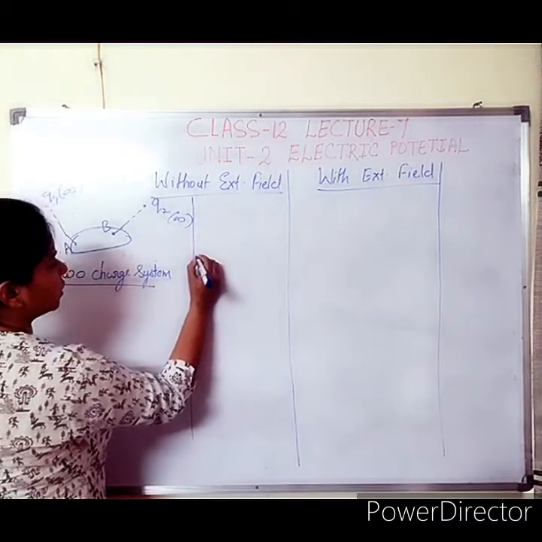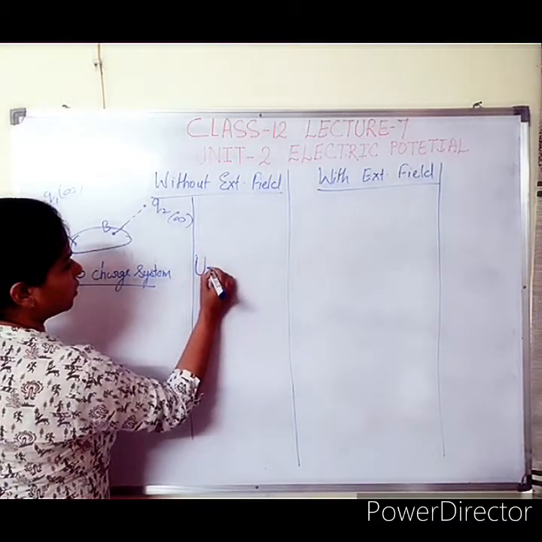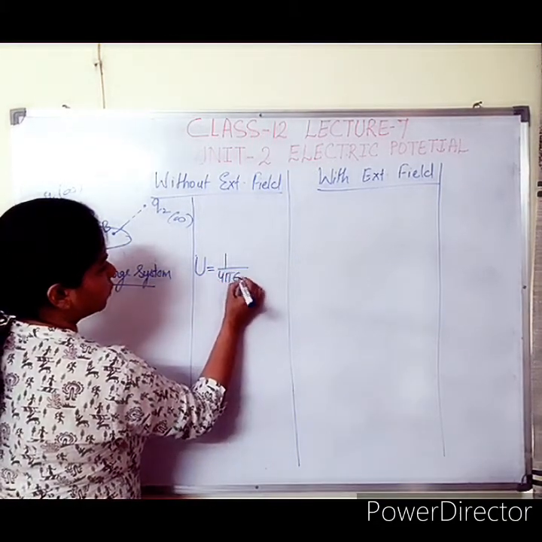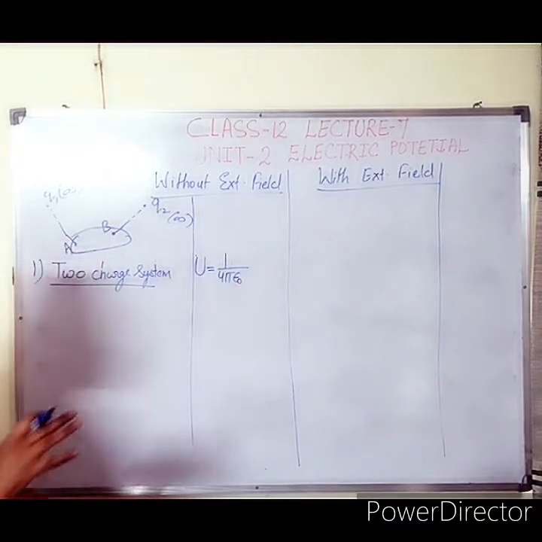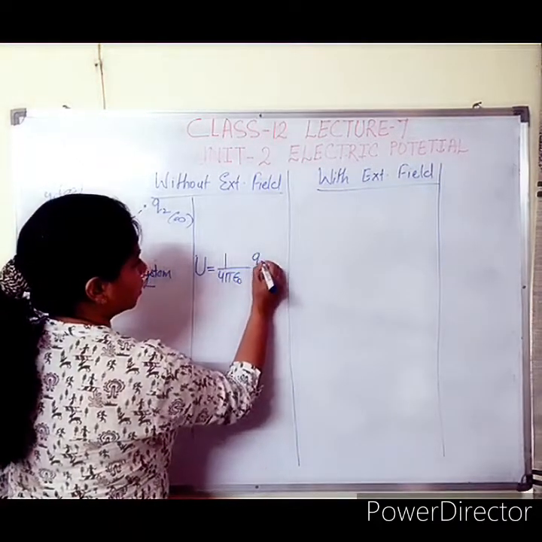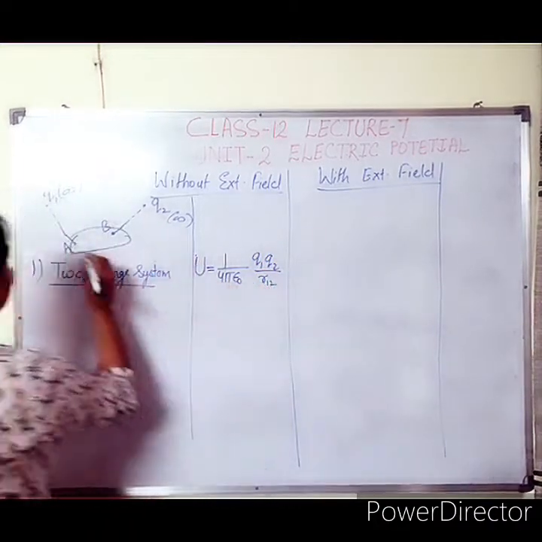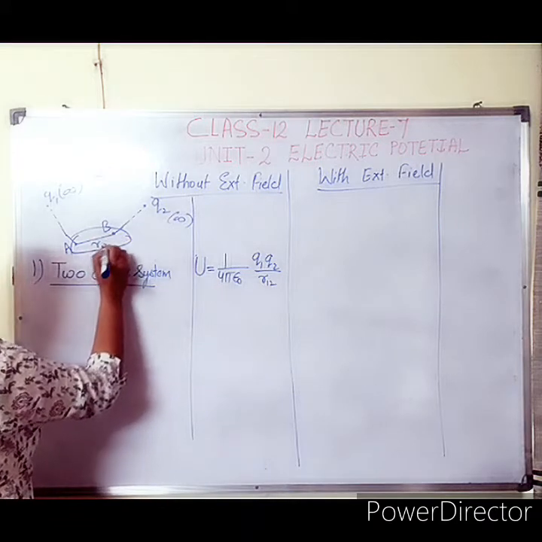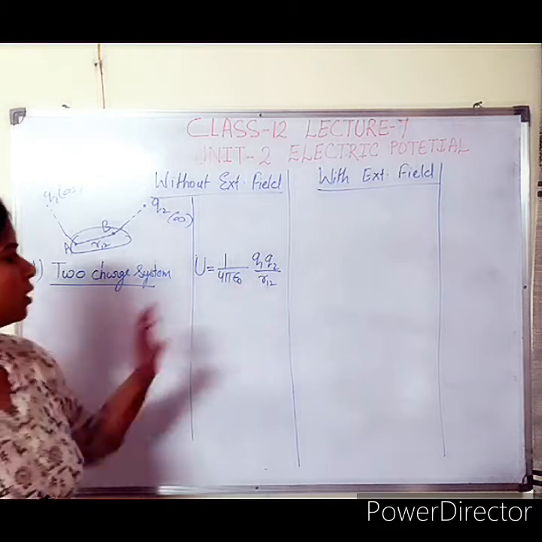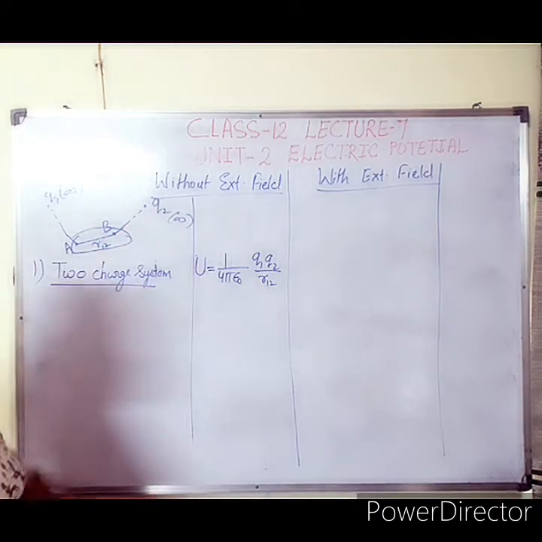So potential energy, electrostatic potential energy U, is given as follows. Minimum 2 charges are required for potential energy. Potential energy exists between the minimum 2 particles. So U equals 1 over 4 pi epsilon naught, Q1 Q2 over R12. This is R12, the distance between the 2 particles within the system. That is the formula for a 2 charge system without external field.